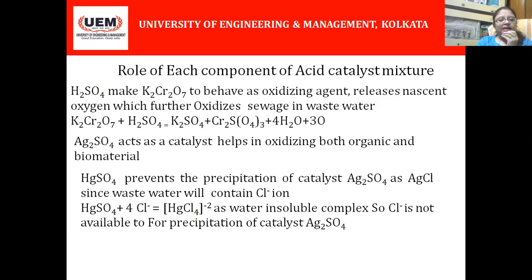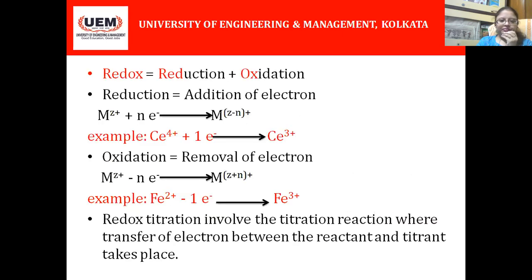Silver sulfate acts as a catalyst and helps in oxidizing organic and biomaterial. And there are some chloride ions that may be present in the wastewater that may hamper the role of silver sulfate because silver chloride will be precipitated out. Now, mercuric sulfate prevents this precipitation of the catalyst silver sulfate by reacting with the chloride ion. It is converted to HgCl4 2-, which is water soluble. Thus, it is preventing the chloride ion from reacting with the silver sulfate.